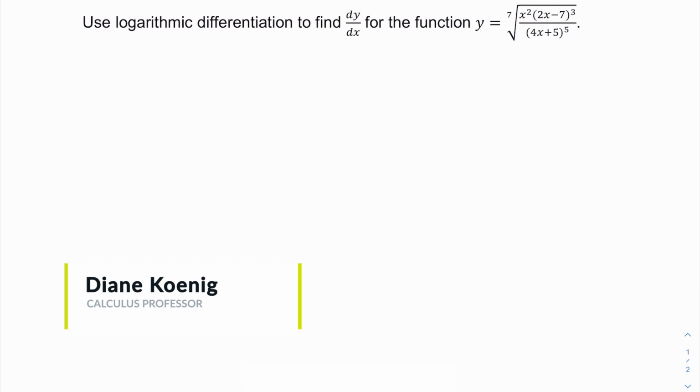Hello, and welcome to another example of how to use logarithmic differentiation to find dy/dx for a function that involves products, powers, quotients, and also, in another situation, a variable base to a variable power. In this particular problem, we want to find the derivative of y equals the 7th root of x squared times the quantity 2x minus 7 to the 3rd power divided by the quantity 4x plus 5 to the 5th power.